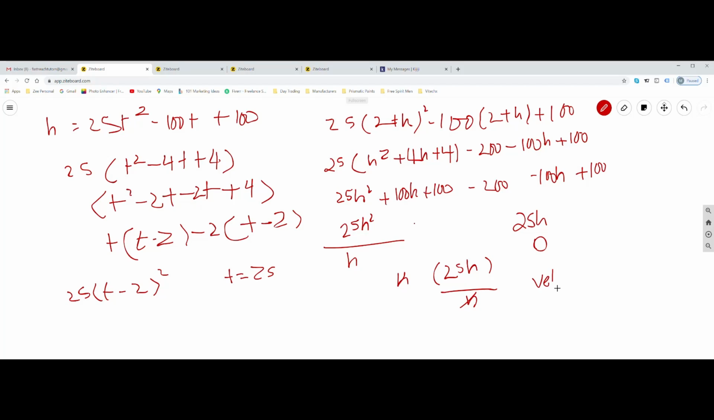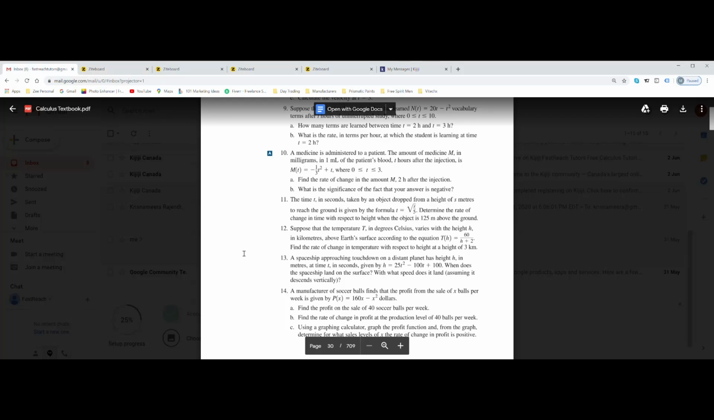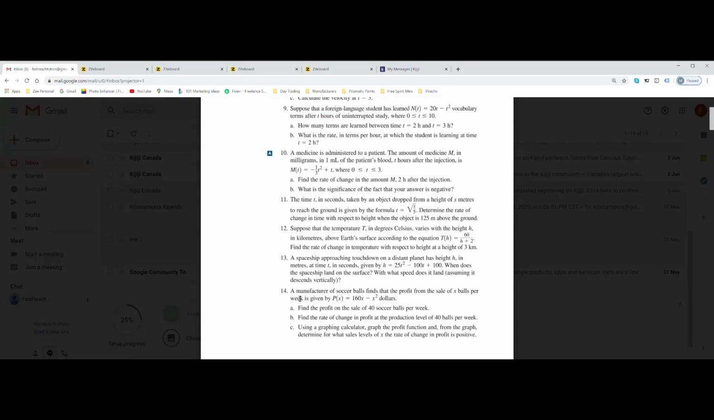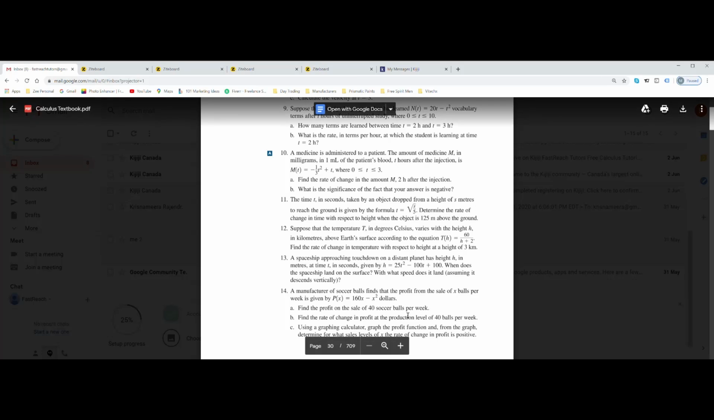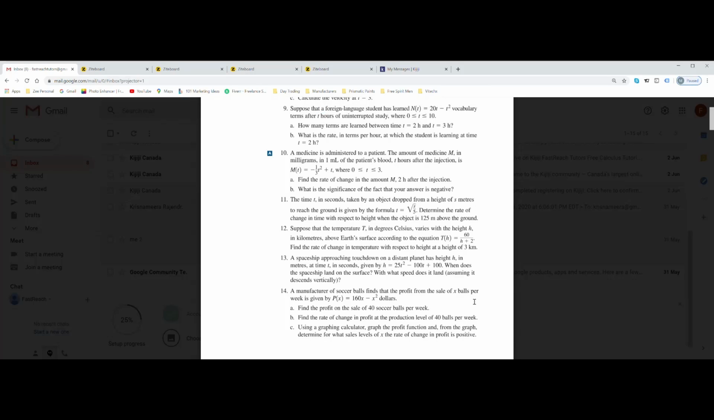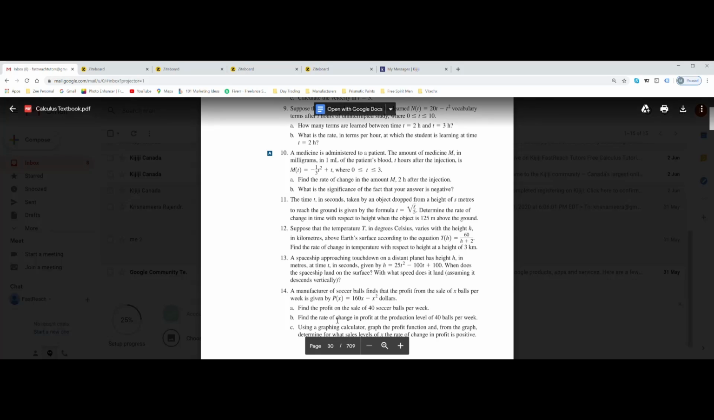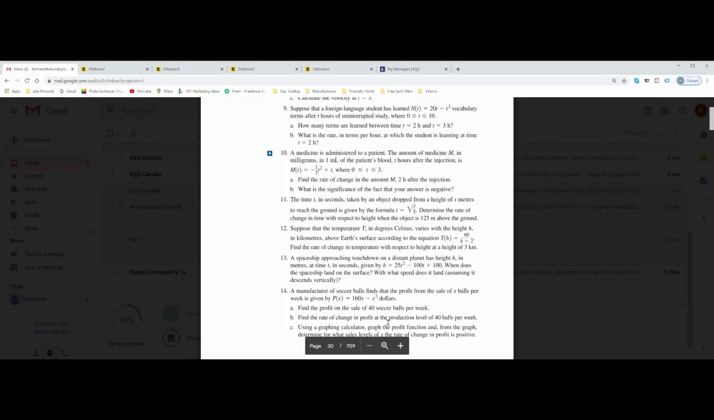So velocity is 0. The time it touches down is 2 seconds. Okay, so let's do the next one, which is 14. A manufacturer of soccer balls that profits from the sale of x balls per week is given by P(x) equals 160x minus x squared. Find the profit on the sale of 40 balls per week.